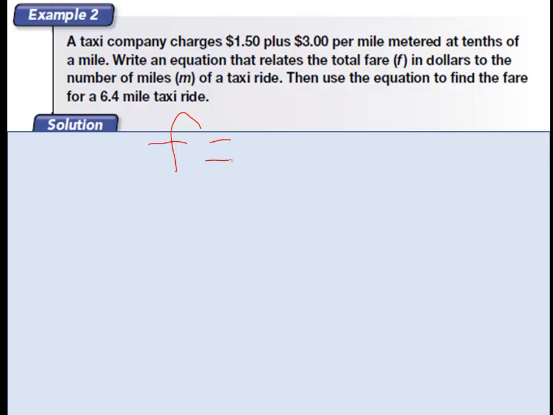So we've got the fare is what we're trying to find out. And how much do they charge per mile? $3 per mile, right? So can we do that? Write 3M. And then what is plus 1.50? How would you write that? Plus 1.50. That's exactly how you'd set that up, okay? Then you're just going to plug everything in.